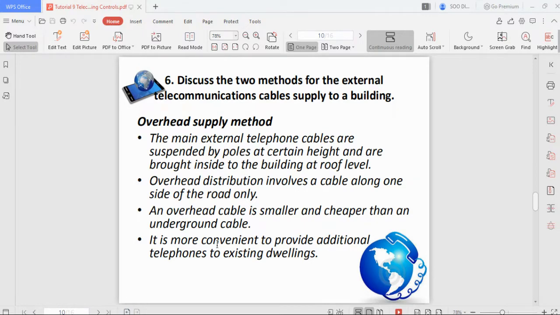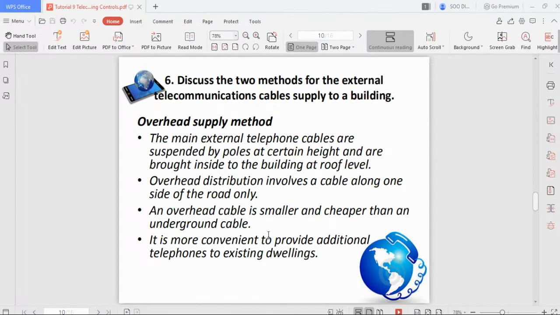And one of the advantages overhead supply has is that if there's an additional dwelling, it means more people are going to occupy the area. So this is for landed houses. If more buildings are going to be built in that particular area, then it will be easier to provide an additional telephone line to everyone.